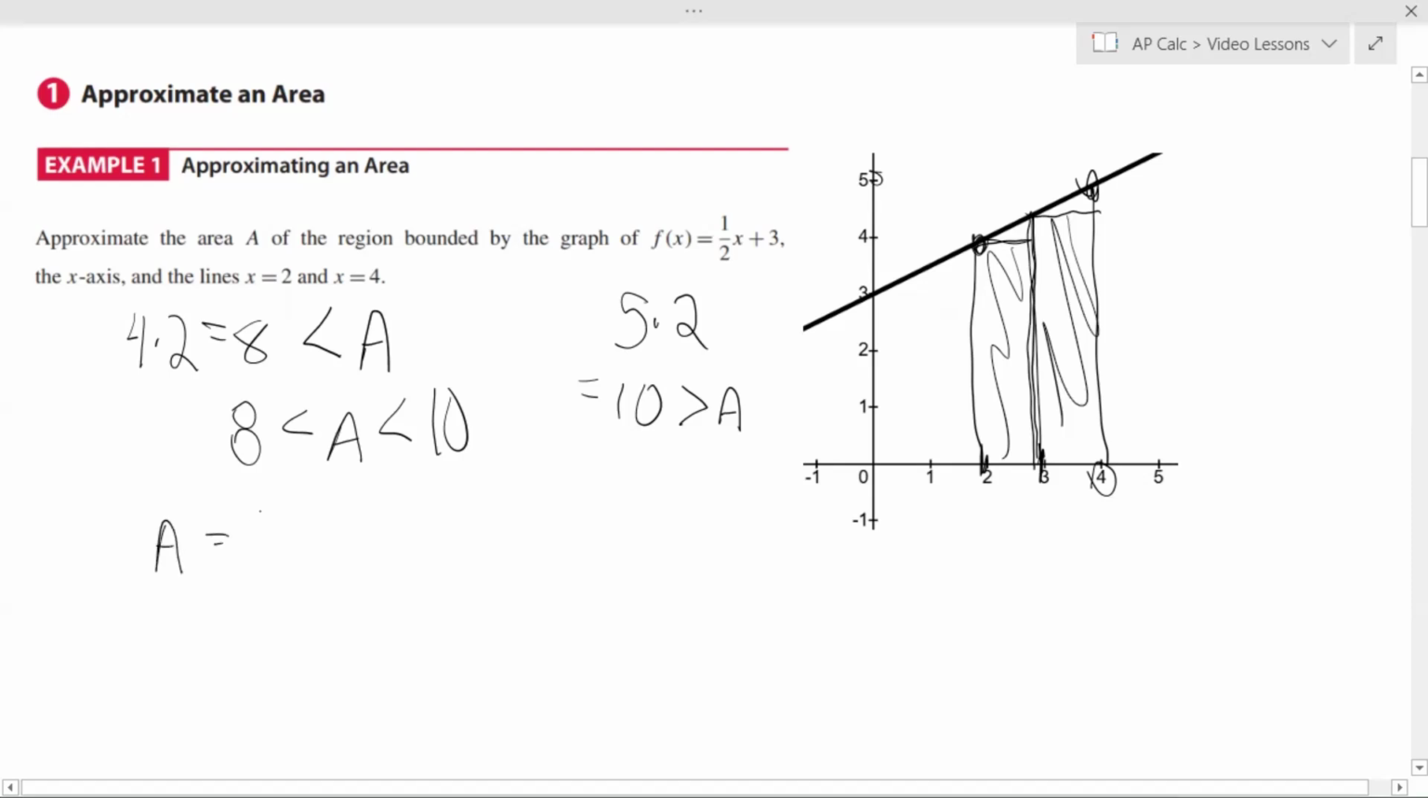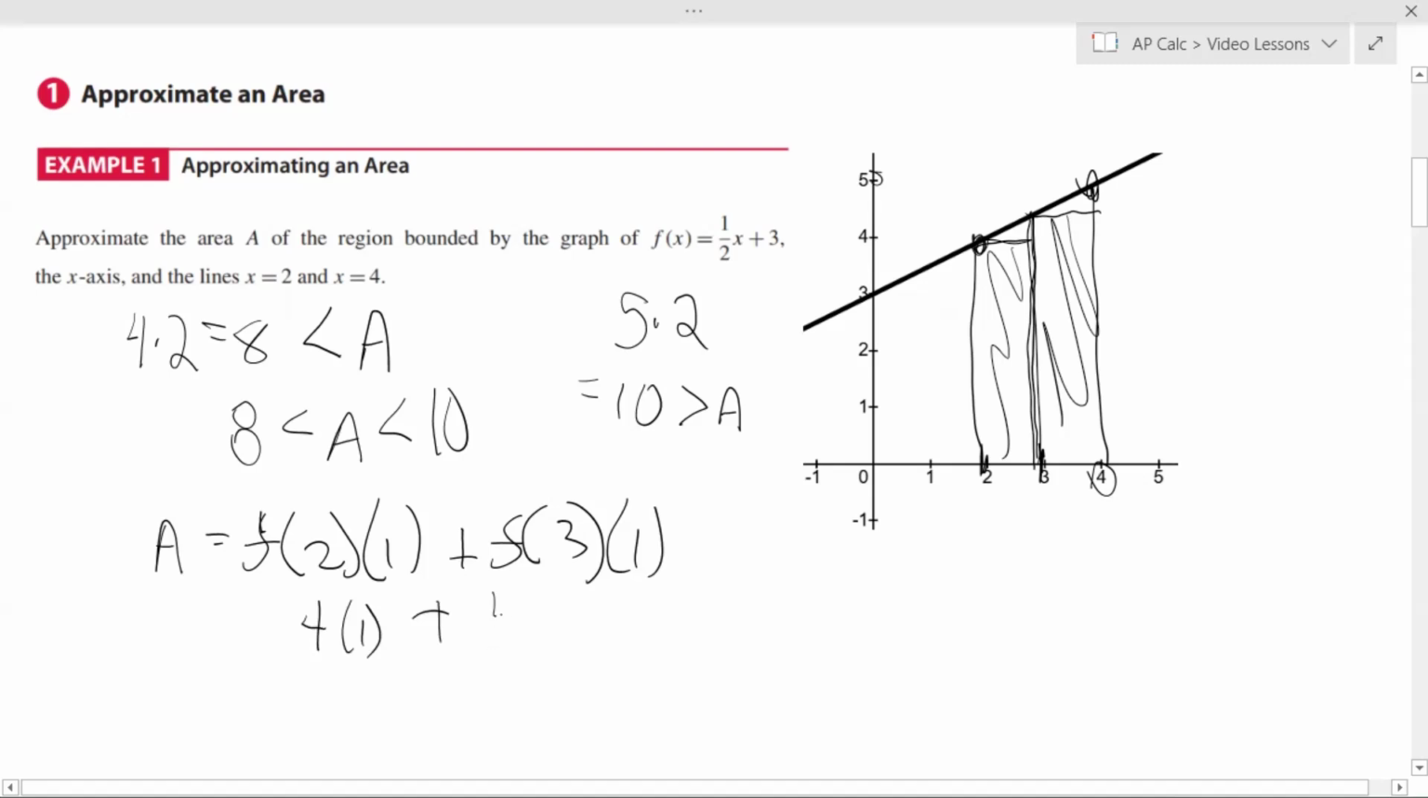So the area is going to be f of 2 times 1 plus f of 3 times 1. Notice the width of the interval is only 1 unit now. f of 2 is going to be 4 times 1 plus f of 3 is going to be 4.5 times 1. And then you would get 9.5 or 19 over 2.